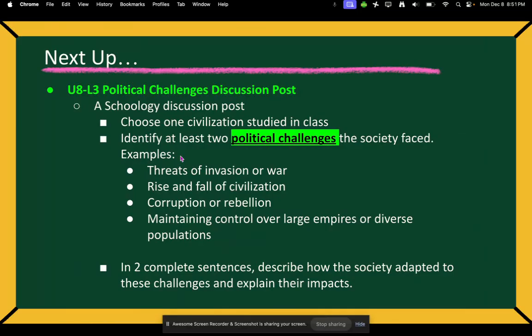For example, were there threats of invasion or war? Was it a rise and fall of civilization? Were there corruptions or rebellion? Was maintaining control over large empires or diverse populations difficult or a good thing? So, in 2 complete sentences, you are going to describe how the society adapted to these challenges and explain their impact. Okay? Again, this is political challenges.